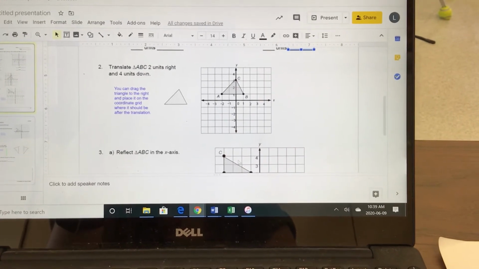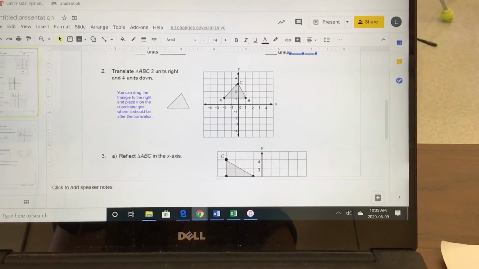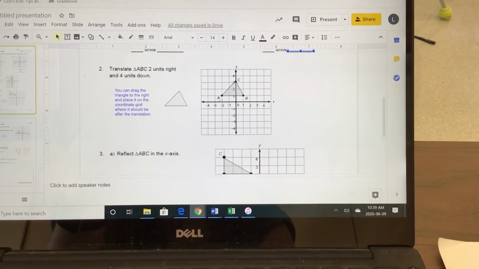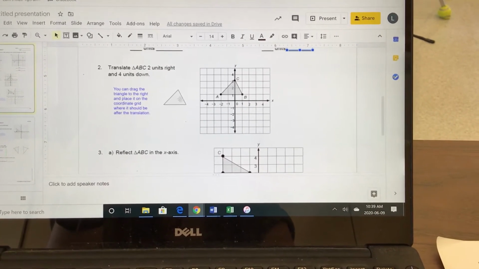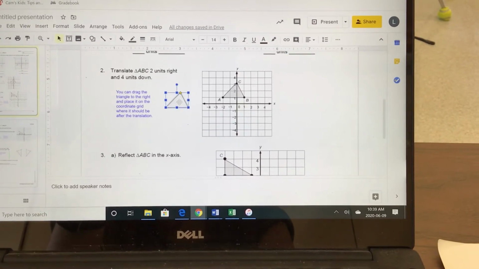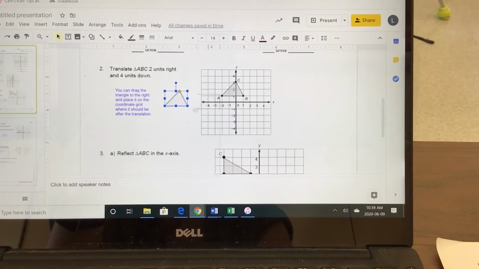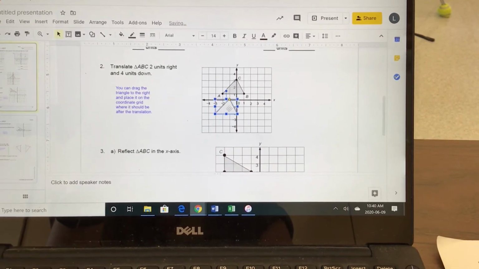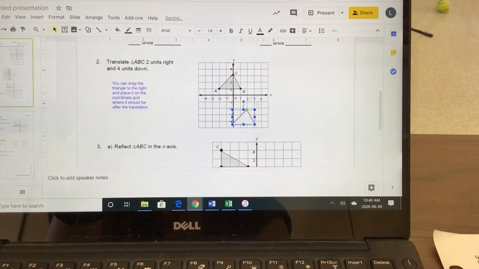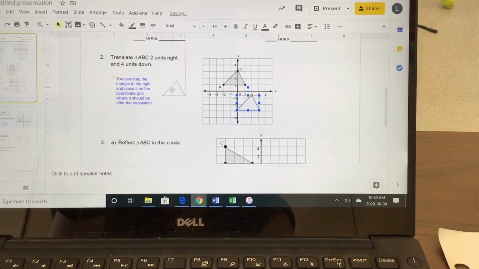Question 2 is going to deal with translation. So you're going to translate this triangle ABC 2 units to the right and 4 units down. So this is where I start to get proud of myself. I have made you triangles that are identical to the triangles that are here. So you can take this and just drag it wherever you want to on this graph so that it is 2 units to the right and 4 units down.